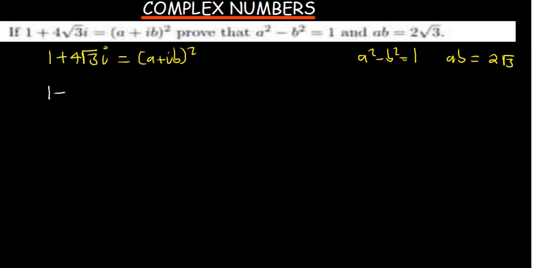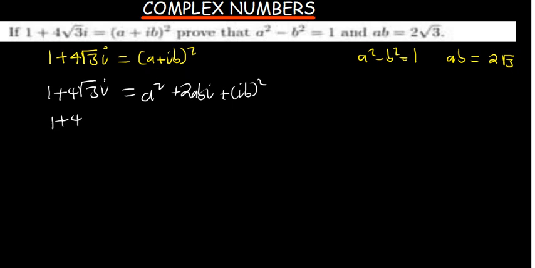So this is 1 plus 4 square root of 3i, and this is going to be equal to, when we expand these brackets, we get the a, we square it. We get this multiplied by this, and we also multiply by the 2, so that is going to be 2abi, and then we get the ib squared also. If you want, you can write these 2 times and then start crossing and multiplying. That will be 1 plus 4 square root of 3i being equal to a squared plus 2abi.